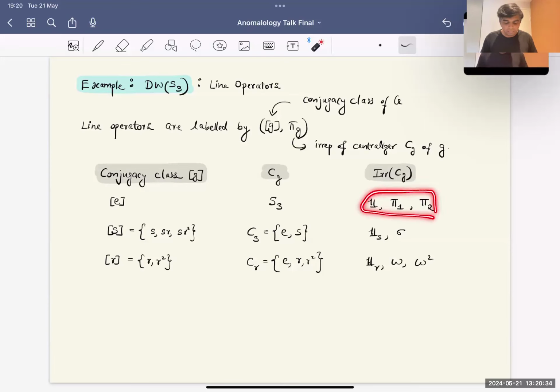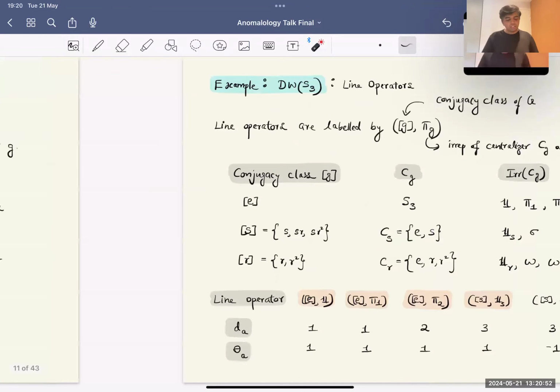S3 has 3 irreps: the trivial one, the one-dimensional one, and the two-dimensional one. This is a Z2 subgroup, so it has only 2 irreps, all one-dimensional. And this is a Z3 subgroup, and it has 3 irreps, all one-dimensional. So we can use this data and write down all the line operators we have.